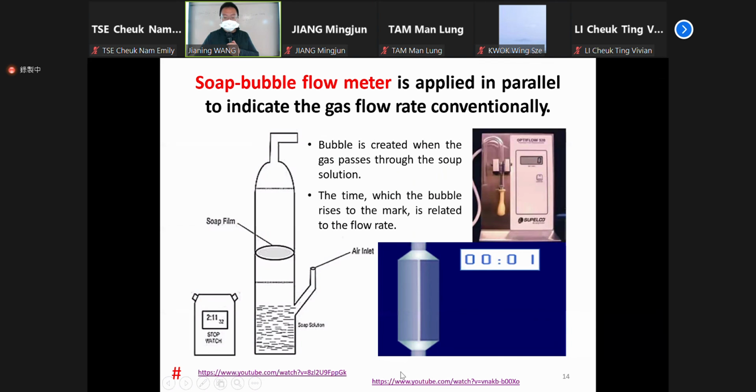So in the next lecture, we will introduce some other types of flow controller or flow meter.